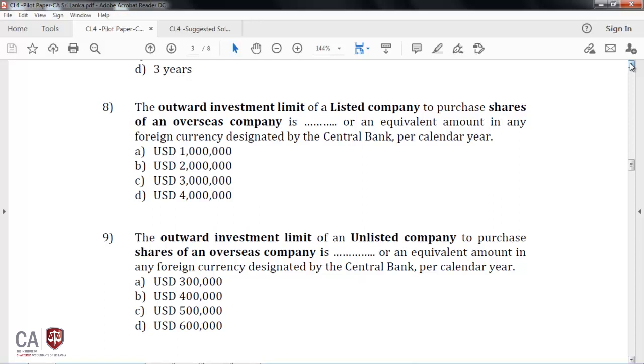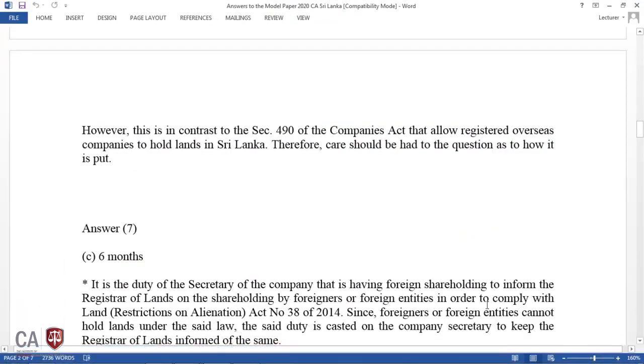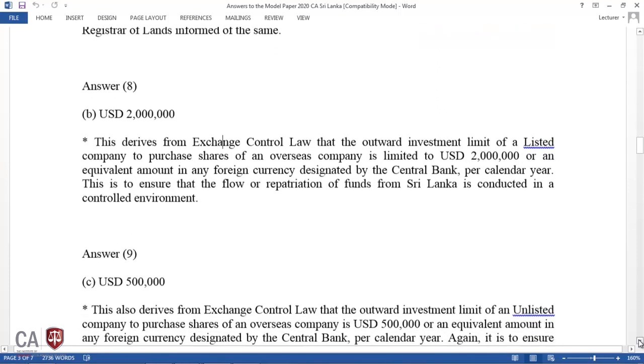So, per year, how much money can go out of Sri Lanka from a listed company in order to purchase shares of an overseas company? So, you have to be very careful in answering this, because the question is the outward investment limit of a listed company to purchase shares of an overseas company. Per year is USD 2 million. The answer is 2 million.